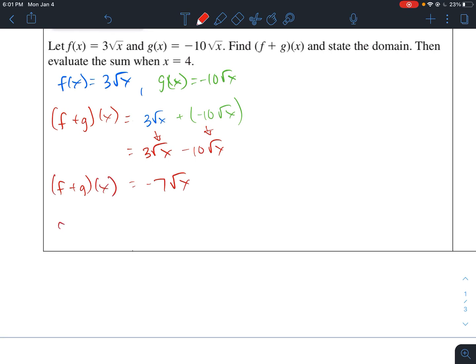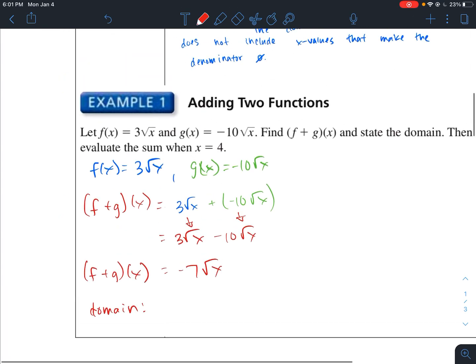Now what is the domain? The domain for f of x, this is a square root function, so the domain here was that x has to be greater than or equal to 0. And that's the same for this one, because this is the square root of x, so x has to be greater than or equal to 0. So it follows that the domain for f plus g of x is x greater than or equal to 0. Or you could say bracket 0 to infinity.